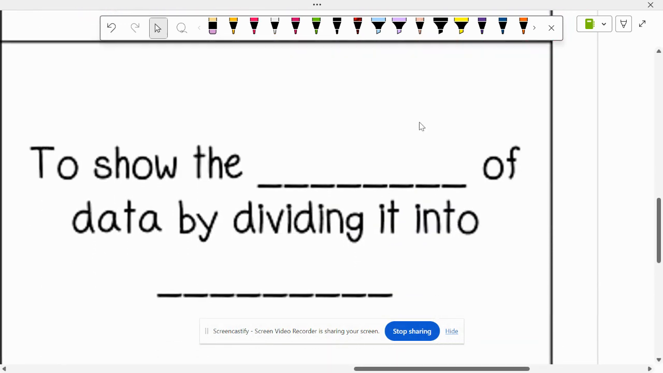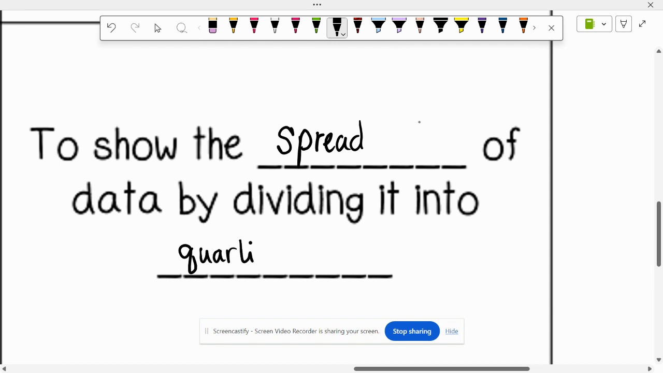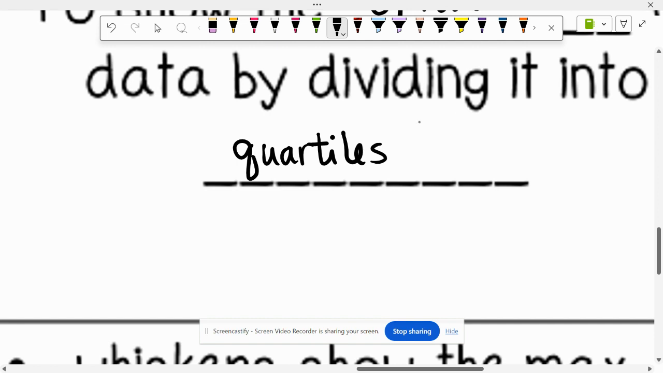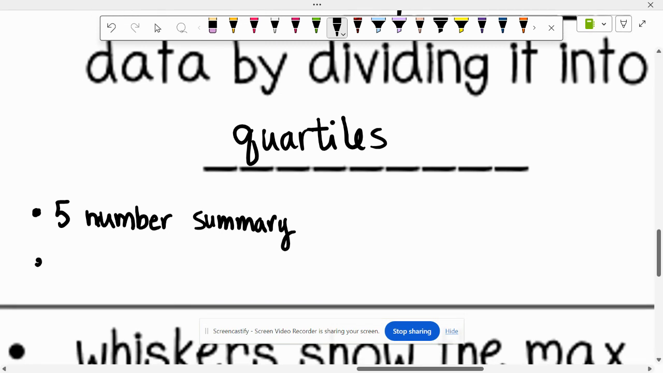Okay, I'm going to slide up. So we use a box plot to show the spread of data by dividing it into, what do we call those things that we divide it into? Quartiles. By dividing it into quartiles. Those quartiles represent something called the 5-number summary. And you can also calculate your interquartile range by taking Q3 minus Q1.